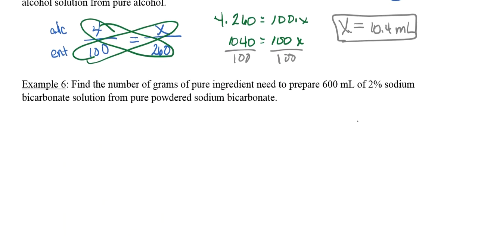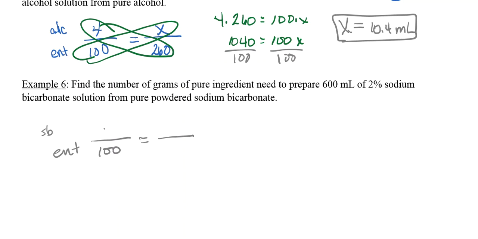So I have a similar situation with powdered sodium bicarbonate. Find the number of grams of pure ingredient needed to prepare 600 milliliters of a 2% sodium bicarbonate from a pure powder. So we're going to go ahead and do the same thing. We're going to keep it with a percentage problem. This is our entire amount. This is what we're looking for, which is our sodium bicarbonate.